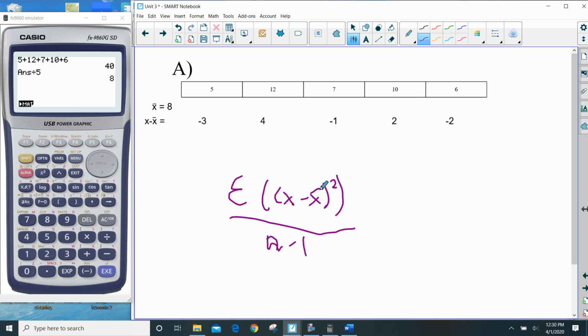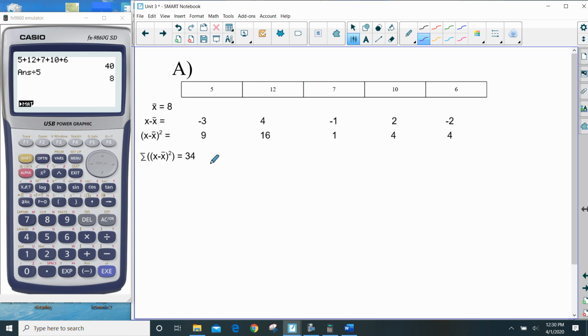So X minus X bar squared. We have X minus X bar. Now we just have to square these. So -3 squared is +9. 4 squared, 16. -1 squared, 1. 2 squared, 4. -2 squared, 4. So these numbers squared.